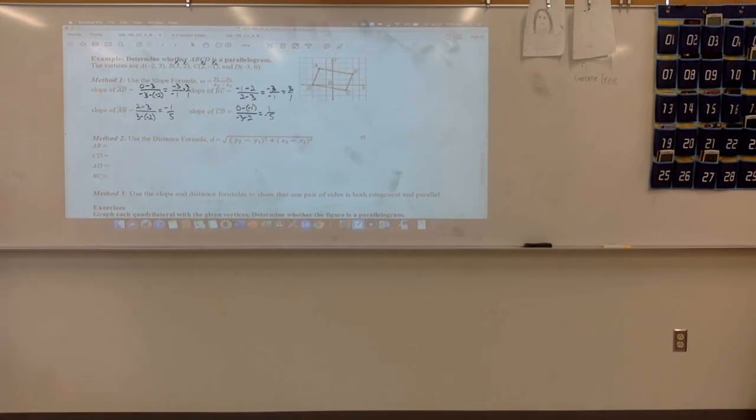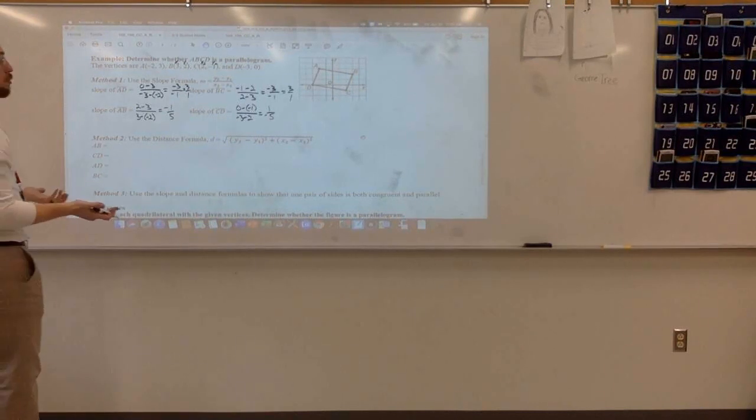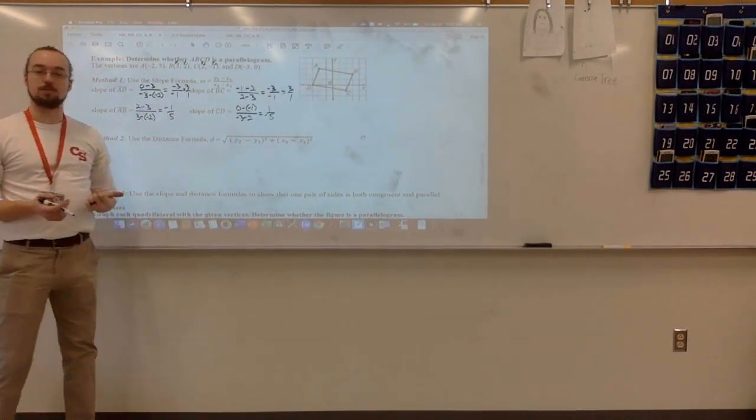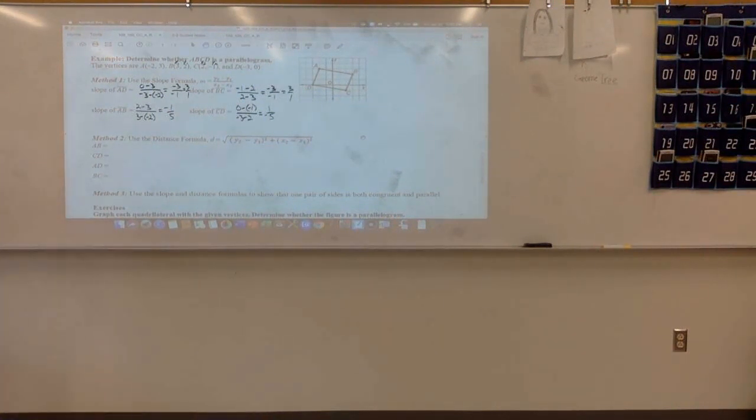We get negative 1/5 and negative 1/5 for our two slopes. Okay, so what we've constructed is a proof to show that this is a parallelogram. This is our proof. We've shown that opposite sides have the same slope. So we can say ABCD is a parallelogram because opposite sides have the same slope.